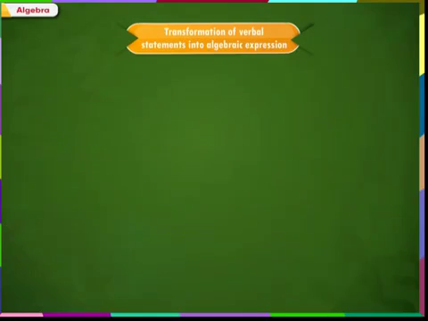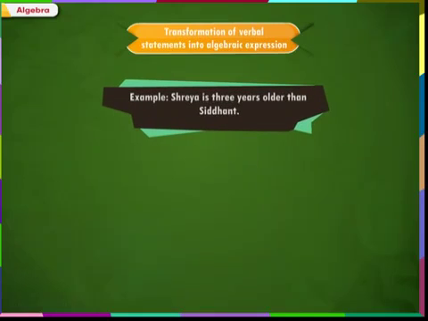Now we will see how two quantities are compared. Example. Shreya is 3 years older than Siddhant. In this statement, if we know Siddhant's age, then we can find out Shreya's age.